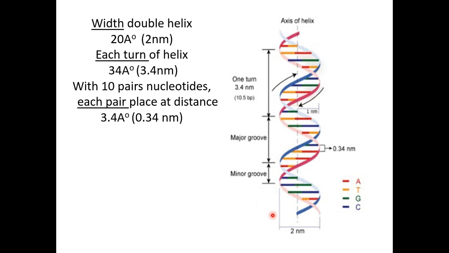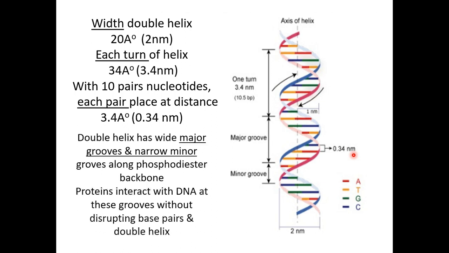That's the width of the double helix. The twisted spiral double helix of the DNA has a width. This much is the width. It is around 2 nanometer. Okay, and the twist, one turn or one helix is around 3.4 nanometer. Now this one turn has 10 base pairs of nucleotides. If you divide by 10, the gap between each base pair comes to 0.34 nanometer.